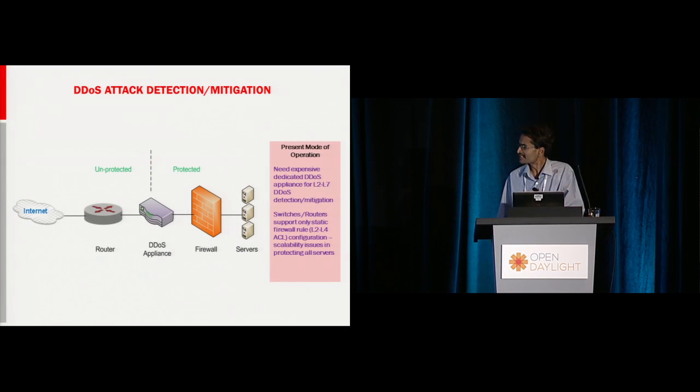So if you look at the landscape today on DDoS attack detection and mitigation, for layer 2 to 7, any types of DDoS attacks, you need a dedicated, expensive hardware appliance. That's the present mode of operation. And in switches and routers, you can have static rules, saying that, hey, these are the static policies, I want to forward traffic, what traffic goes through my firewall or not, but that's pretty much it, right? And the static rules are not scalable and operationally not easy to manage. And that's the current story.